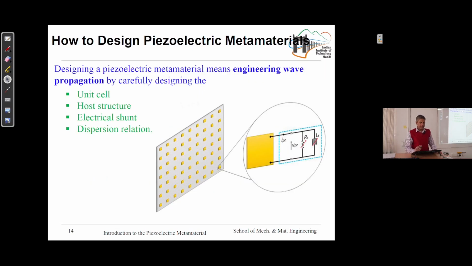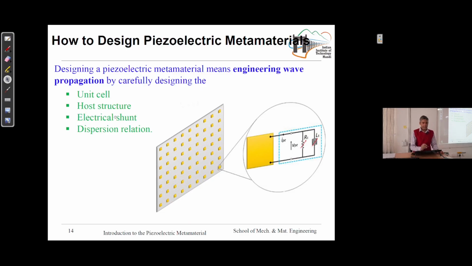Now, how to design a piezoelectric metamaterial? You can see the components of piezoelectric metamaterials. That is, we have the unit cell, right? We have the host structure, the so-called matrix, right? And then we have the electrical shunt. Then we have the dispersion relation, which I will let you know about. So these three things: first unit cell, host structure and electrical shunt.